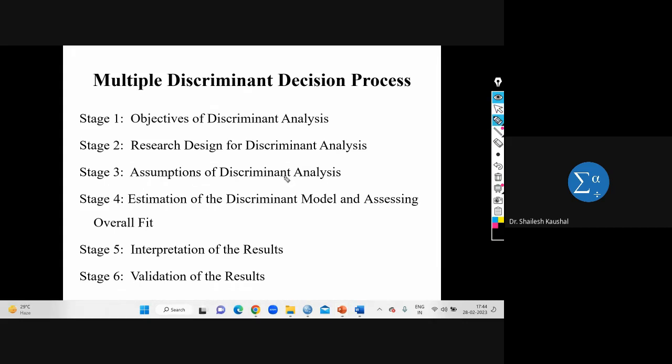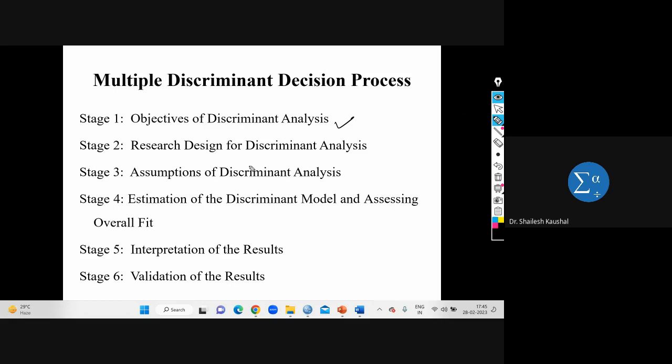Process of multiple regression analysis, there are 6 stages of multiple regression analysis. The stage 1, objectives. We should define what are the objectives of our research.